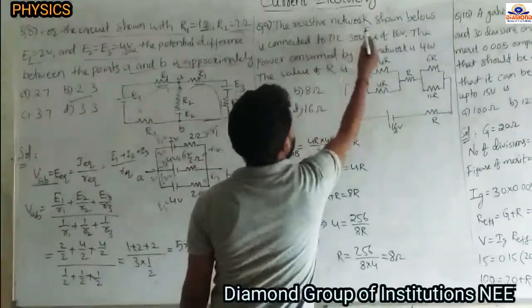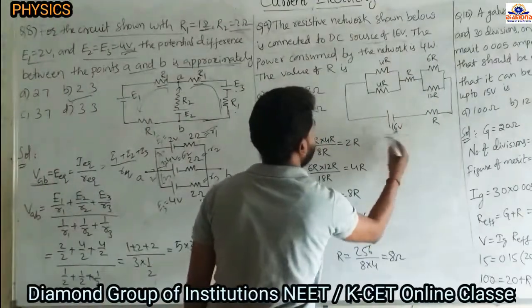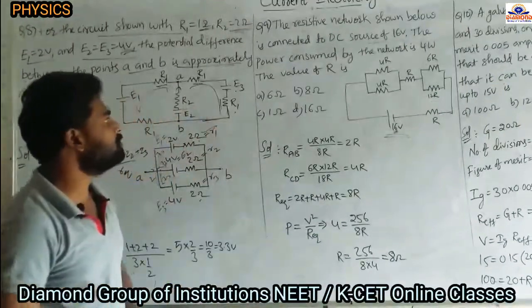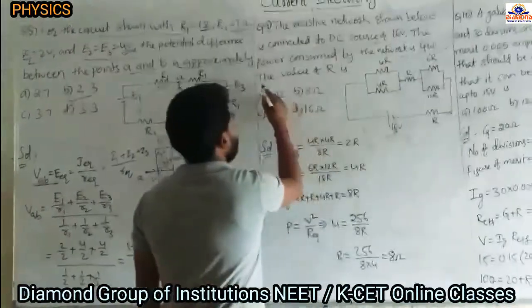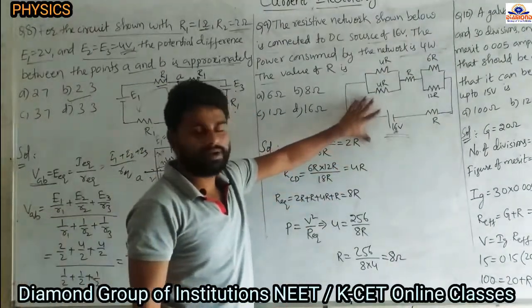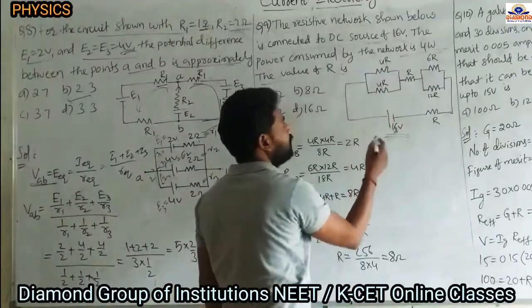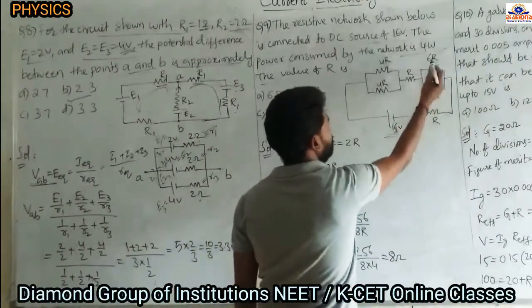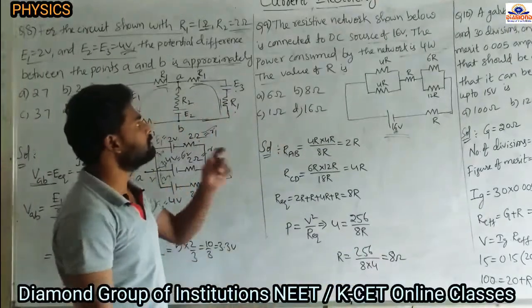Next, the resistive network shown below is connected to a DC source of 16 volt. The power consumed by the network is 4 watts. The value of R we have to find. This is the circuit they have given. These are the two resistors 4R, 4R. These resistors are R, 6R, 12R, and this resistance R. They are asking for the R value.